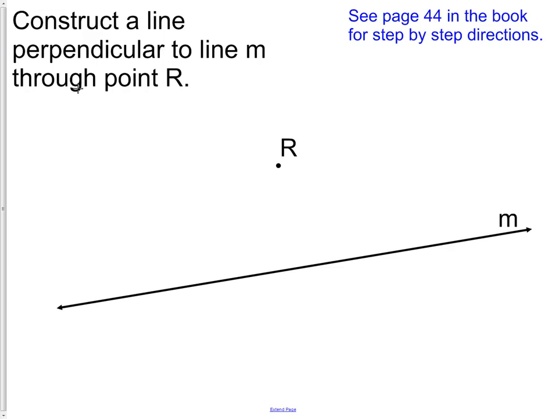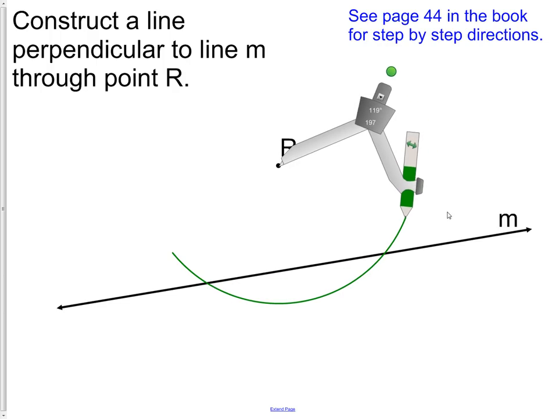Our final drawing is to construct a line perpendicular to a line through a point. We first start by taking our compass, placing the point at R, and extending our compass open so that it is for sure going to cross our line. What we're going to be doing is creating an arc that crosses line M twice. So I start above the line on the left and swing it around to above the line on the right. We've just created two intersections, one on the right, one on the left. So we now have a segment between those two intersection points.